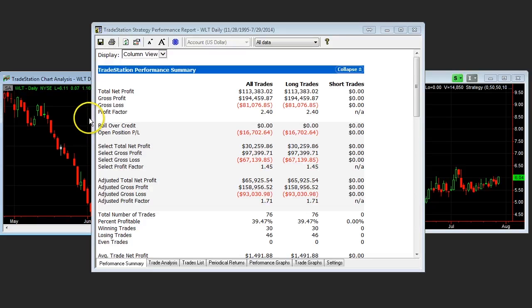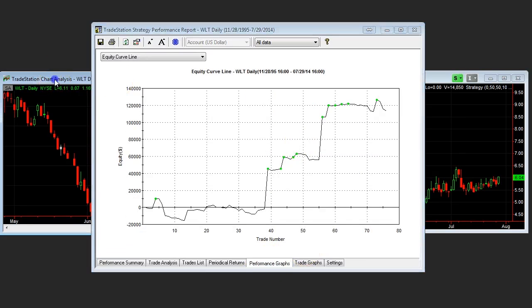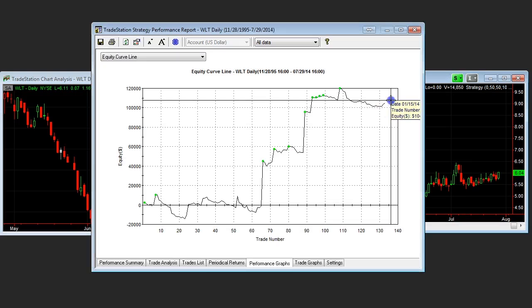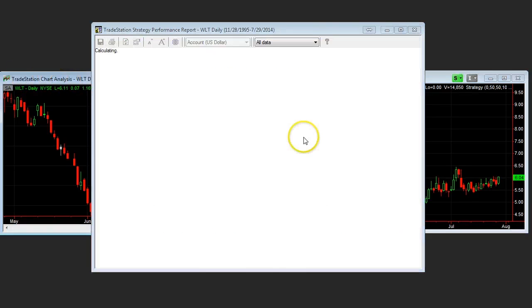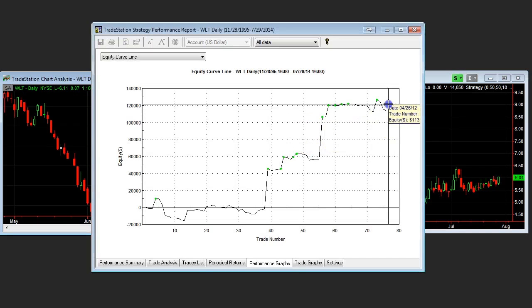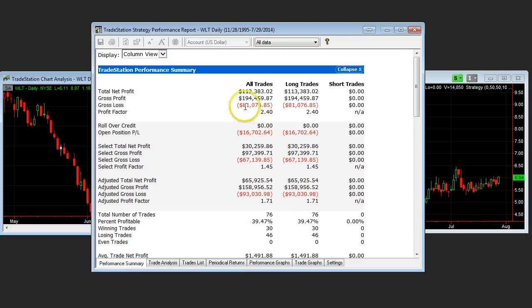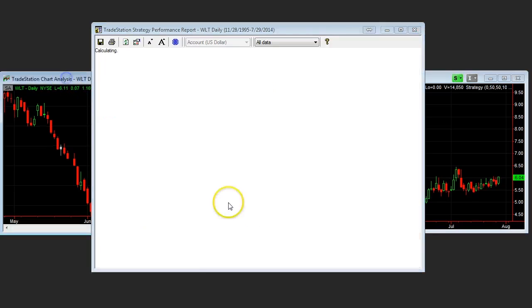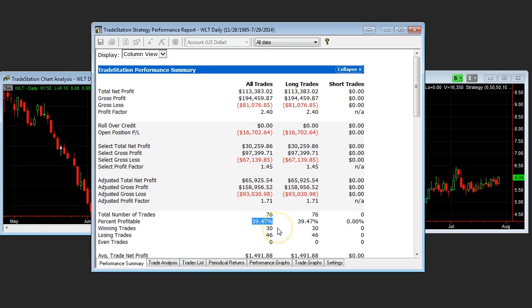Some other ones that just tend to move nicely. Walter Energy. So here is with the filter, nice long history going back to 1995, and without the filter. So we have 130 plus trades, 104 total, and here we have fewer trades in the 70s and closer to 120 total return. Looking at the stats, with the filter, 2.4 profit factor. Without the filter, 1.95 with 30% accuracy, 39, just slightly higher accuracy with the filter.